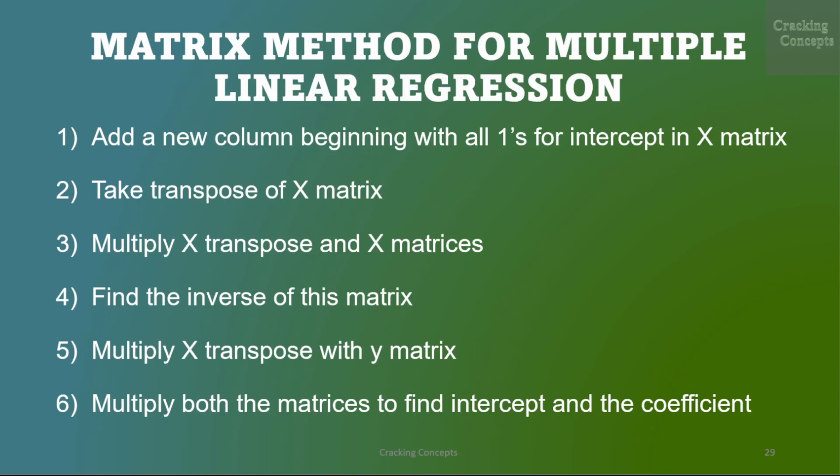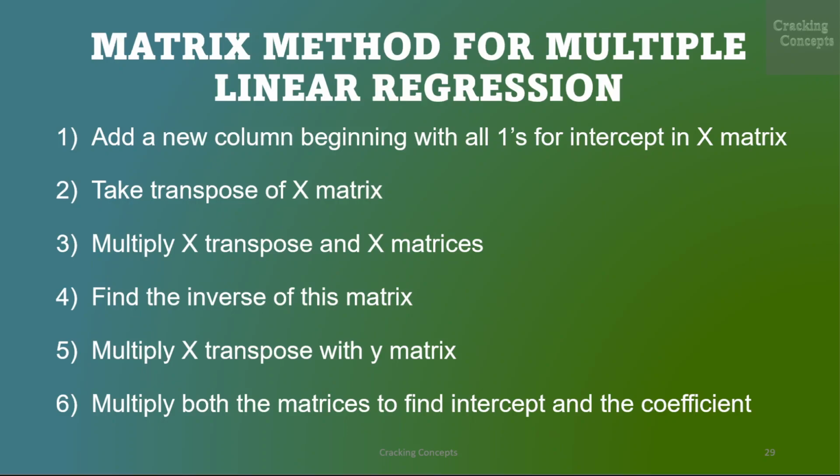Now we look into the matrix method for multiple linear regression. This is similar to the method we discussed for linear regression, with 6 steps involved: adding a new column of all ones for the intercept in the X matrix, taking the transpose of the X matrix, multiplying X transpose and X matrices, finding the inverse of this matrix, multiplying X transpose with the Y matrix, and multiplying both matrices to find the intercept and the coefficients.